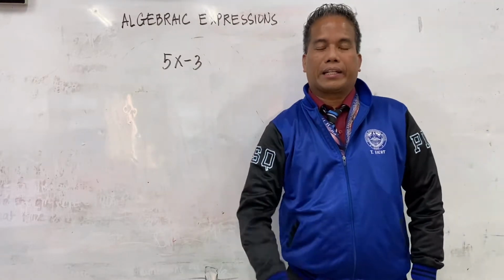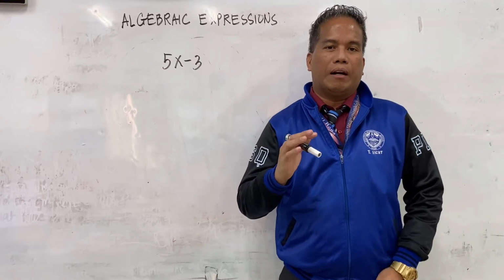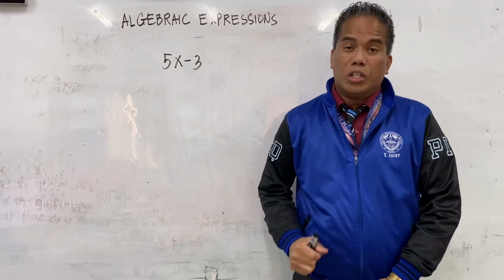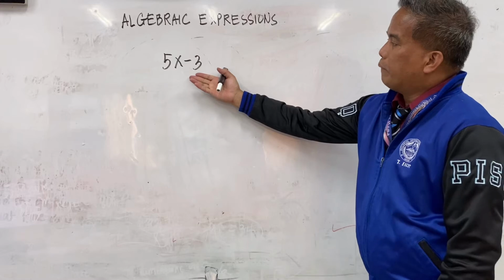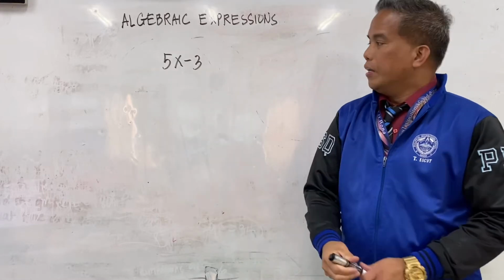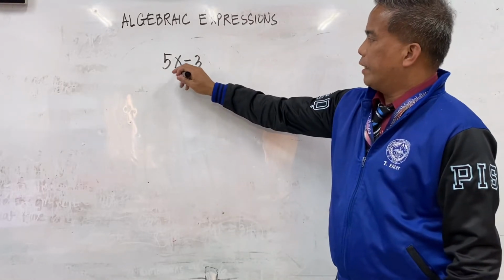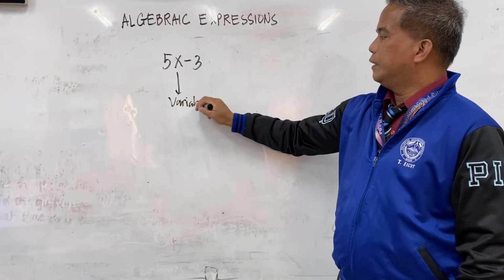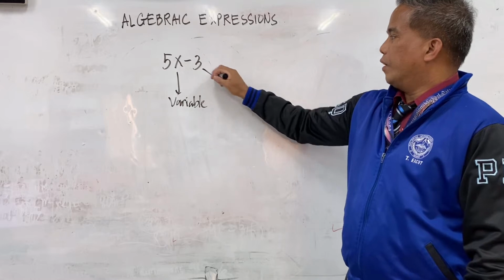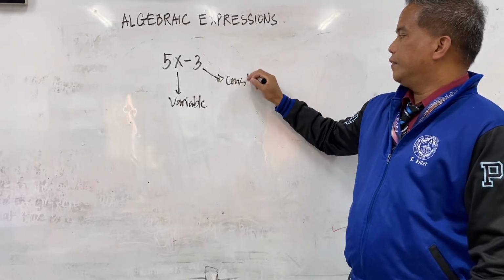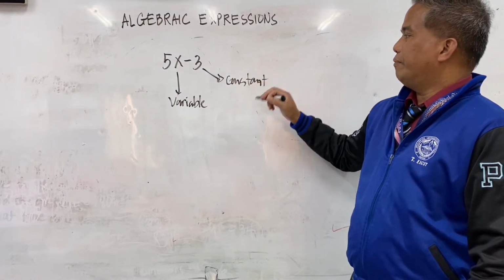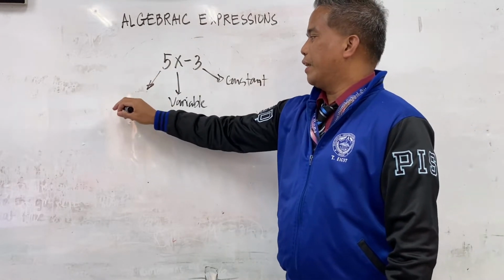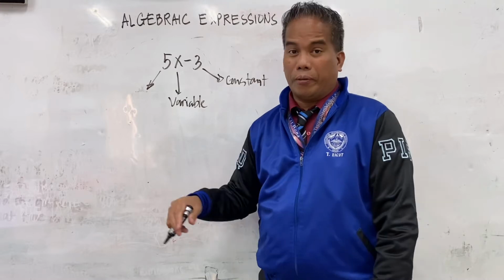So when we say algebraic expressions, this is made up of variables, constants, and operations. So we have here the example, 5x minus 3. X is the variable, 3 is the constant term, 5 is the numerical coefficient, or simply we call it coefficient.